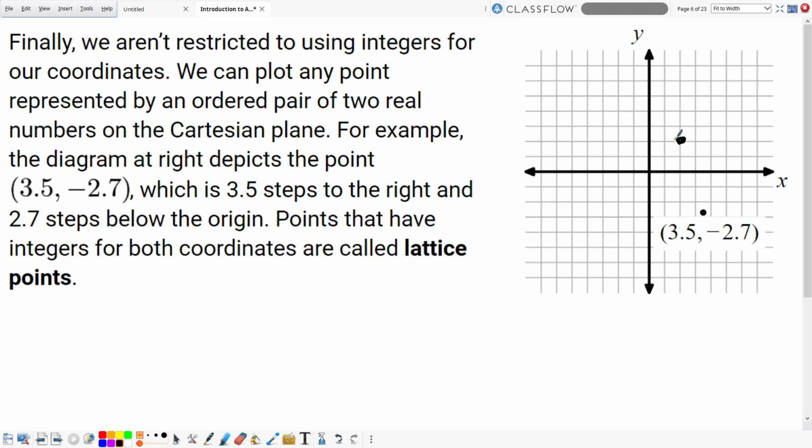So the one I just marked is a lattice point, and over here we got another lattice point, but that original point right here is a non-lattice point because it has those decimal values, and you can even see it's not at one of those intersections on the grid.